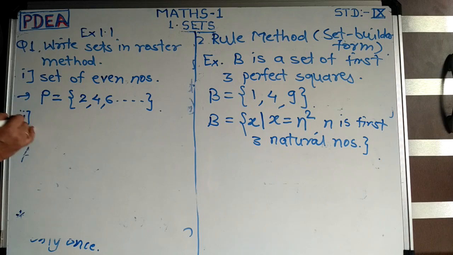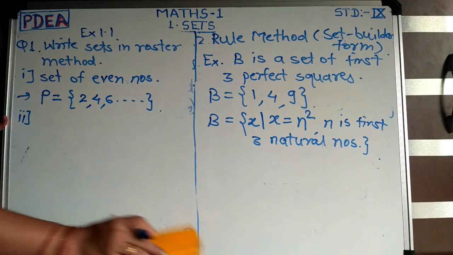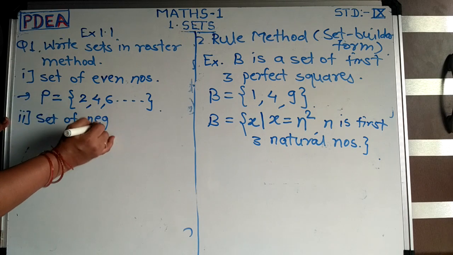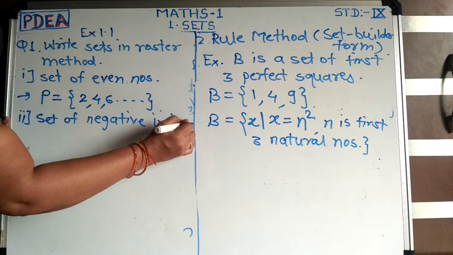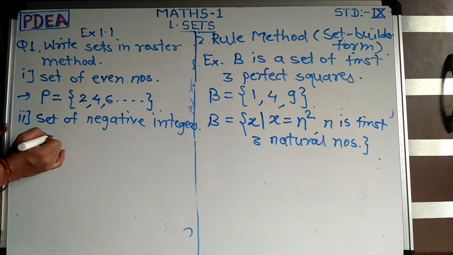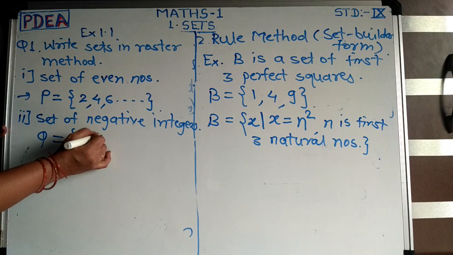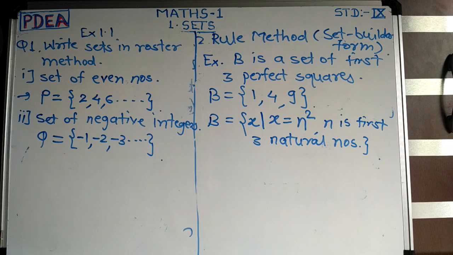Second example, the set of negative integers. You can write in any order. Q is equal to -1, -2, -3 and so on. It is a set of integers. There are a total of 4 examples. You have homework. Solve the remaining 2 examples.